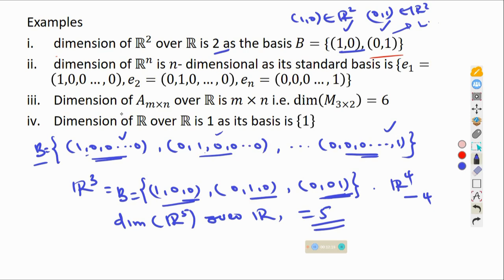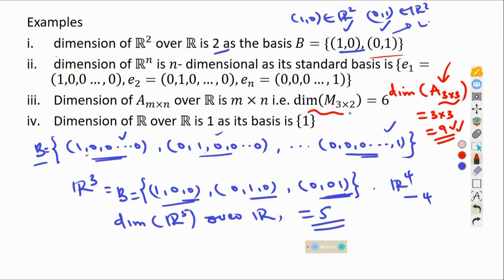Then when we talk about the dimension of the matrix vector space Mn over R, it is m times n. When you are considering the vector space of all 3 by 3 matrices, the dimension of this one will simply be 3 times 3, and the dimension will be 9.